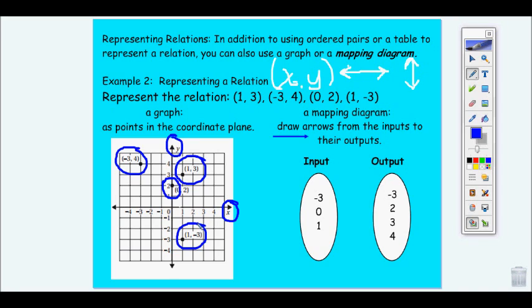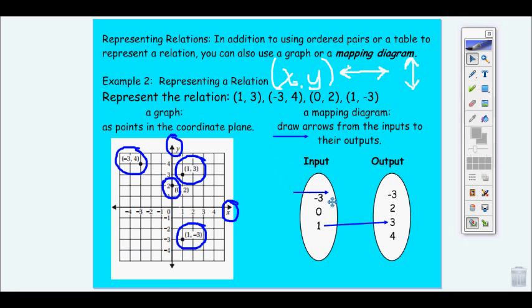You can also use a mapping diagram. When you're using a mapping diagram, you use arrows from the inputs to the outputs. This will be important in the next part, where we learn about what makes a relation something different, a function. So if I do that same thing here, I'm going to use an arrow. All right, my first set was 1, and that is going to 3.